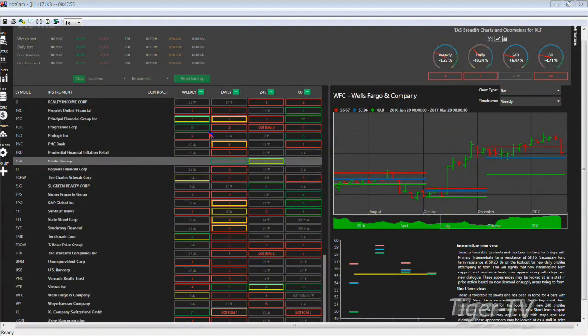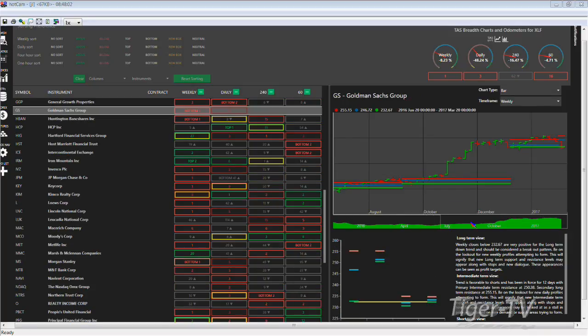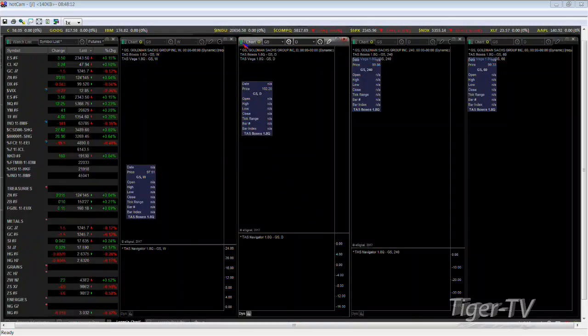A couple of banks here. Let's take a look at Goldman Sachs, GS, because we're sitting at the bottom of a profile here. All right, so pretty violent pullback here on Goldman Sachs.